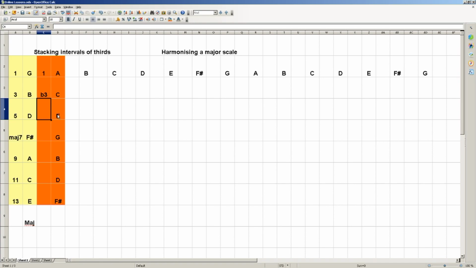The relation in between E and A, the interval, it's a fifth. In between G and A, this is a flat 7. In between B and A, it's a 9. In between D and A, it's an 11. And in between F sharp and A, that's a 13.